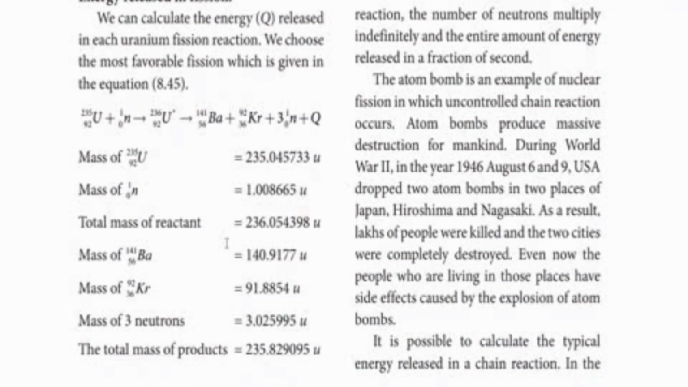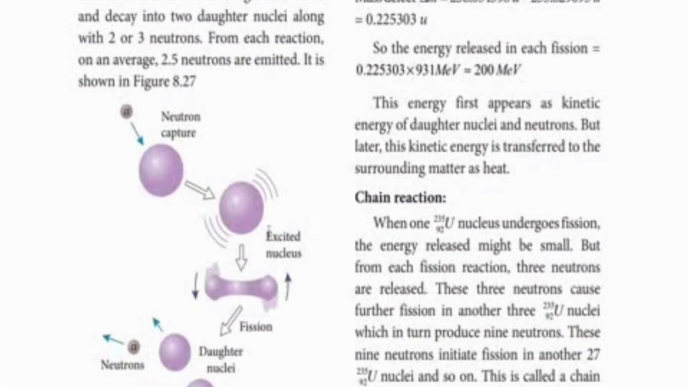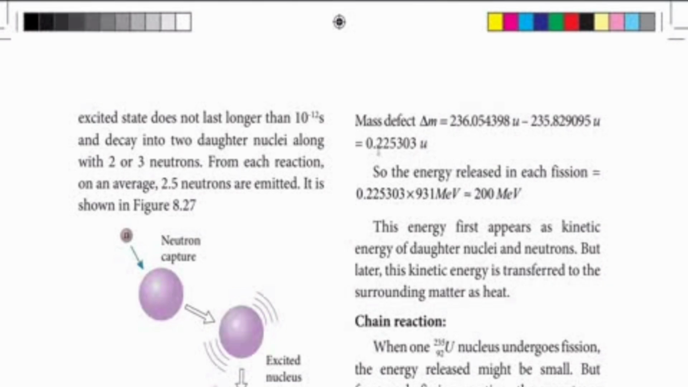Now you can see the energy released per fission. Uranium-235 gives krypton, barium plus 3 neutrons. Here is the total mass of the reactants, and the total mass of the products. The product mass is not equal to the reactant mass. The difference in mass, delta M, is 0.225303 u. Multiply that mass difference by 931 mega electron volt and you get about 200 mega electron volt. So the mass defect delta M is converted into energy of 200 mega electron volt.